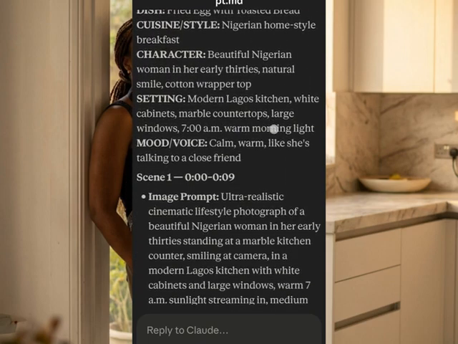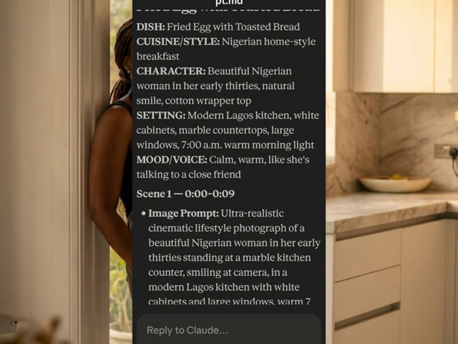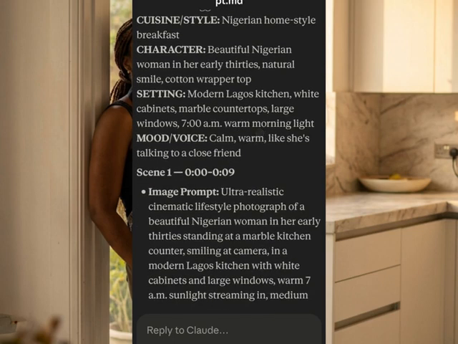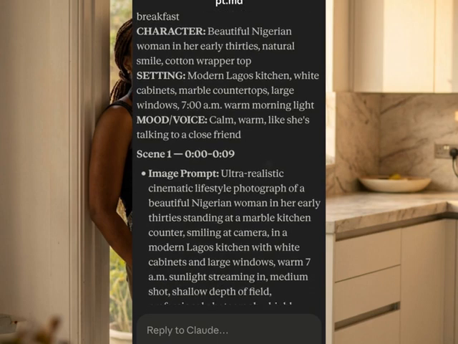As you can see, this is the way it's writing mine right now. The dish I want is fried egg and toasted bread, the Nigerian home-style breakfast. Character: beautiful Nigerian woman in her early 20s. Settings: modern Lagos kitchen, white cabinets. And voice: calm, warm, like she is cooking something.